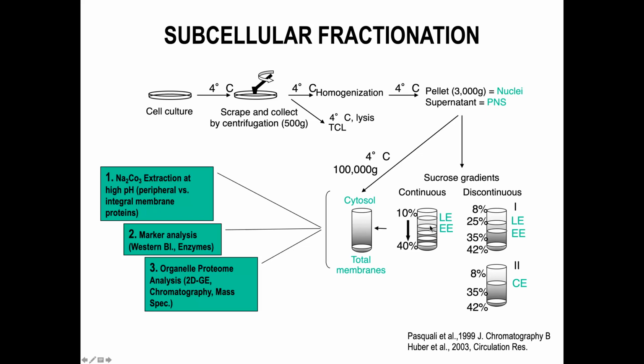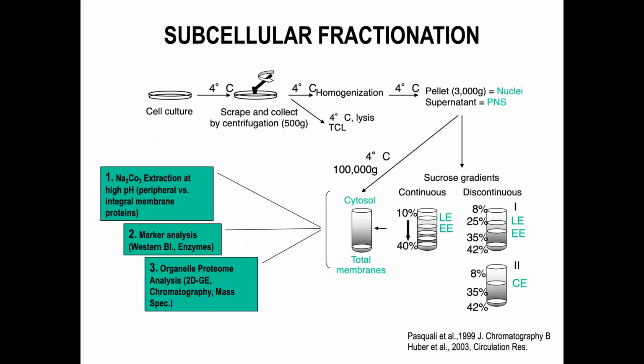You can use marker analysis by Western blotting. You can use enzymes. There are enzyme kits available for all kinds of enzymes that are present in peroxisome, lysosome, endosomes, that you can use to benchmark your gradients, where you are and which fractions you have enriched. And you can analyze those fractions by gel electrophoresis, chromatography coupled to mass spec.